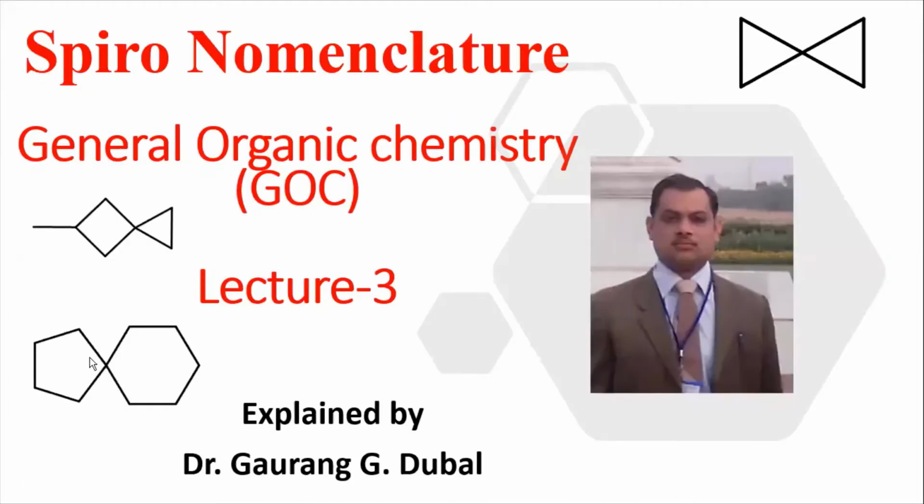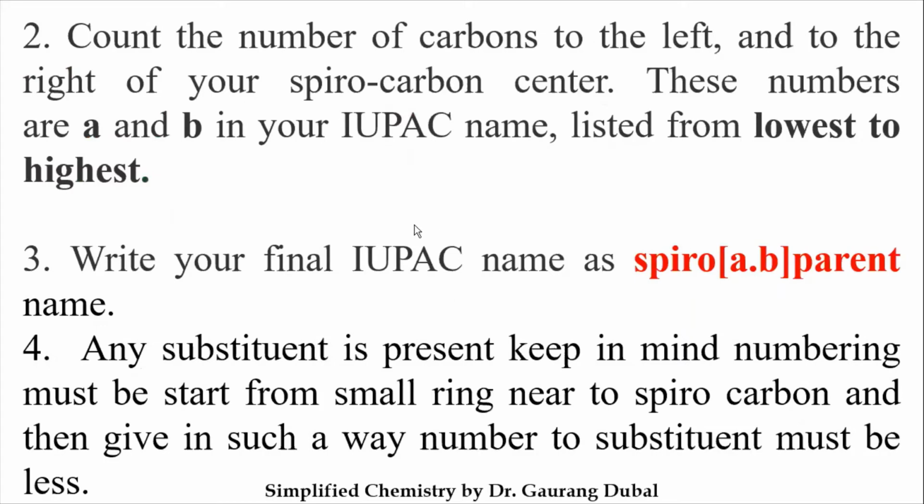So let's see with this example. Here, this is the spirocenter. If I count here, 1, 2, 3 and 4, 4 carbons are there. On the other side, 1, 2, 3, 4 and 5, 5 carbons are there. See, I am not counting the spirocenter but counting the rest of the carbons of the ring system. So you have to count both sides. One will be A, another will be B.